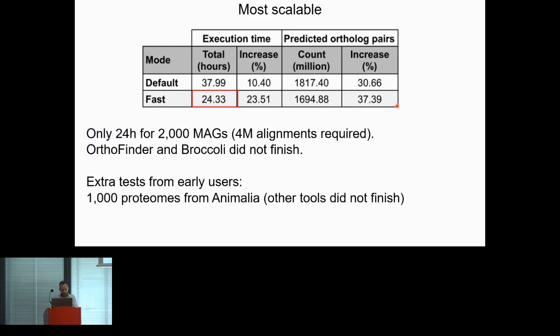And scalability: basically it took 24 hours for 2,000 MAGs, but MAGs, I think, are not very big, right? So it's kind of a toy, the way I see it. But then there was the Spanish user who was able to run it on 1,000 huge proteomes. So that was, let's say, something about the scalability. The other tools didn't finish.